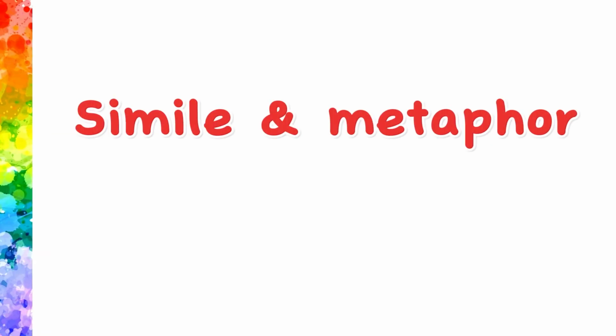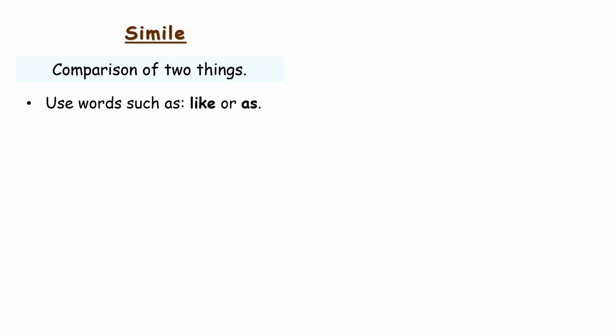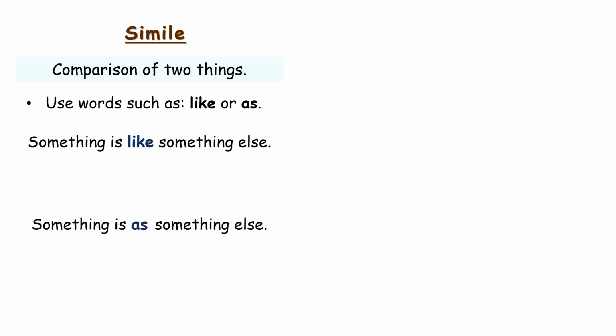Now we will compare and contrast simile and metaphor, which are both forms of figurative language. Simile is the comparison of two things. The comparison is made using words such as like or as. When using simile, we say that something is like something else, or something is as something else.